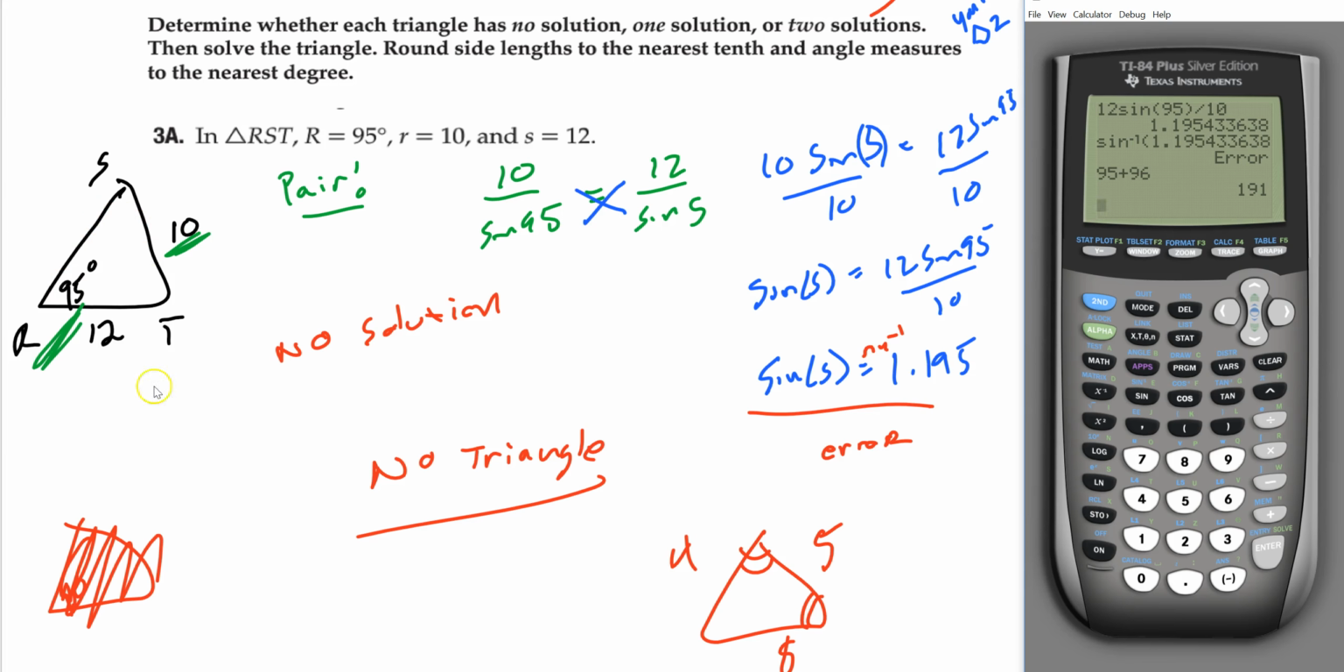So I knew right off the bat this is not going to be a triangle. That one, that's too big of an angle. It's an obtuse angle. You can't have 2 obtuse angles in a triangle.